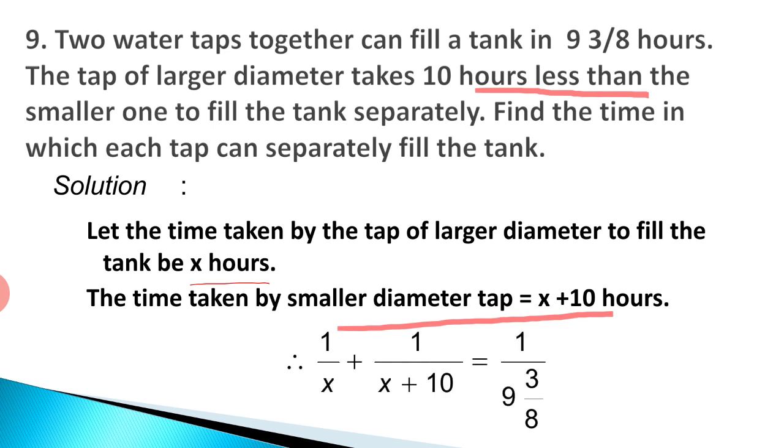So now, I have written the direct equation for this: 1 upon x plus 1 upon x plus 10 is equal to 1 upon 9 integer 3 by 8. But how did we get the equation? So let us go for that particular part explanation.